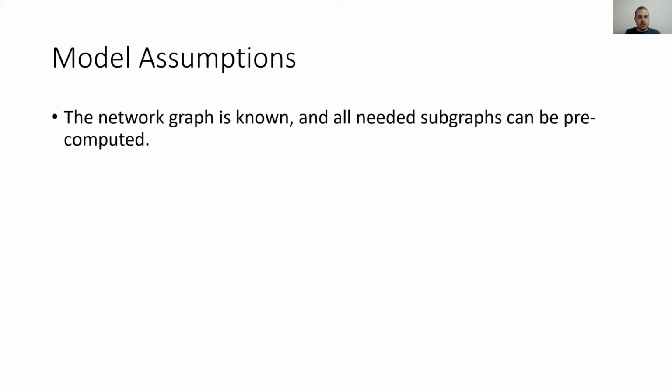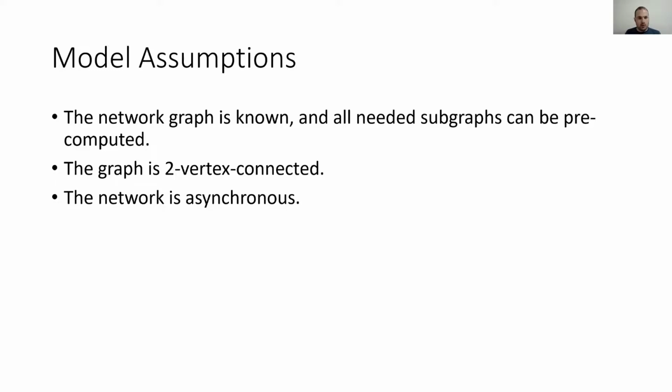Okay, so now to the protocol itself, and first the model assumptions. We assume that the network graph is known and all the subgraphs that we will need during the protocol are pre-computed. The graph is two-vertex connected, that is, the graph remains connected even after removing a node from it. The network is asynchronous, and there is a punishment action, that is, each player can take an action that will give all the players the minimal payoffs.